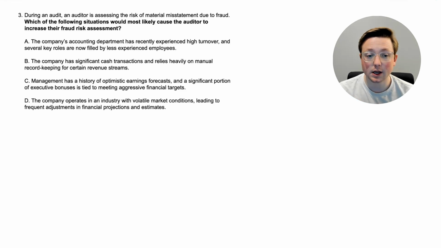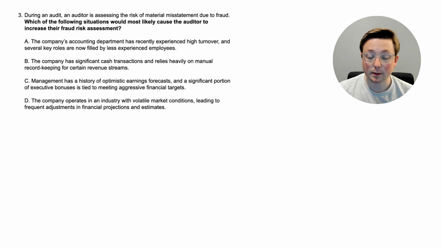Let's go through the options. Option A, the company's accounting department has recently experienced high turnover and several key roles are now filled by less experienced employees. Option B, the company has significant cash transactions and relies heavily on manual record keeping for certain revenue streams. Option C, management has a history of optimistic earnings forecasts, and a significant portion of executive bonuses is tied to meeting aggressive financial targets.